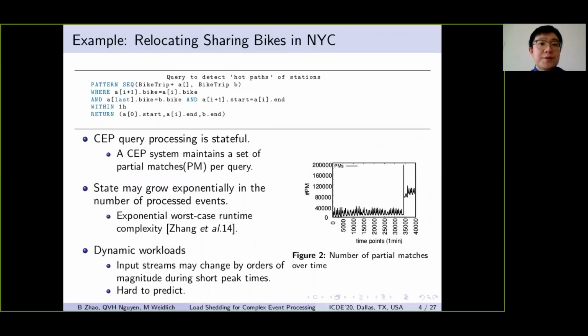CEP query is stateful. It maintains a set of partial matches per query. State may grow exponentially in the number of processed events. It may face dynamic workloads, where input streams may change by orders of magnitude during short peak times. Therefore, the number of partial matches may easily change by orders of magnitude, as demonstrated in Figure 2. And this overall situation is very hard to predict. This makes low latency evaluation very challenging.